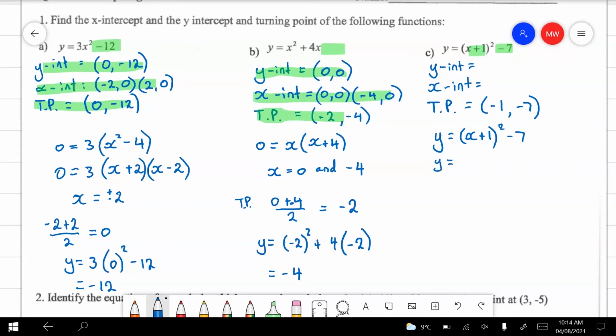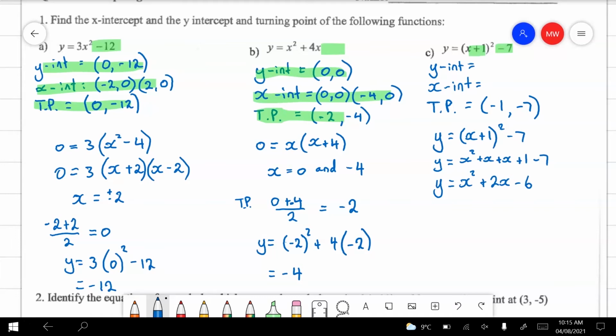So y equals x squared plus x plus x plus 1 minus 7. Okay, so I've just expanded this out. Now I'm going to collect my like terms. I've got y equals x squared plus 2x minus 6. And now I want to factorize this.